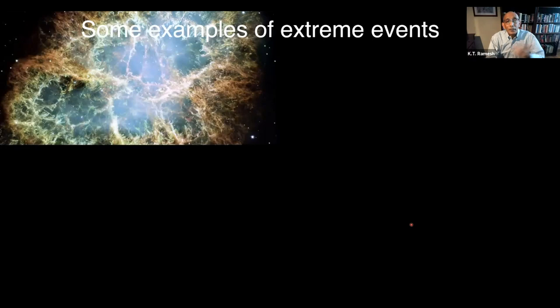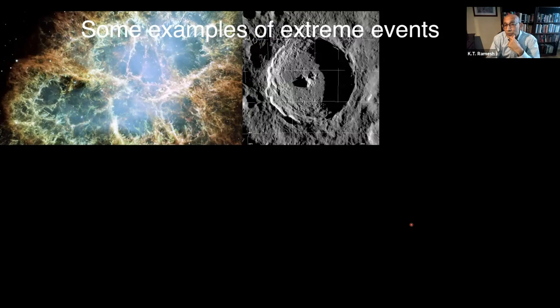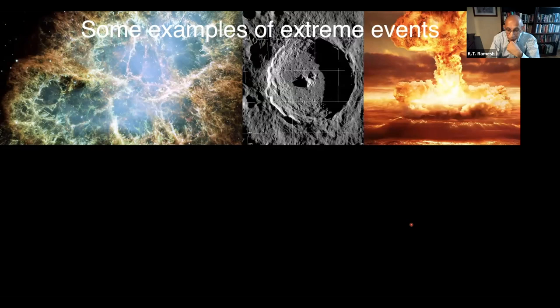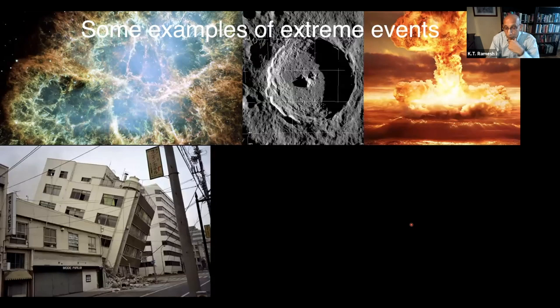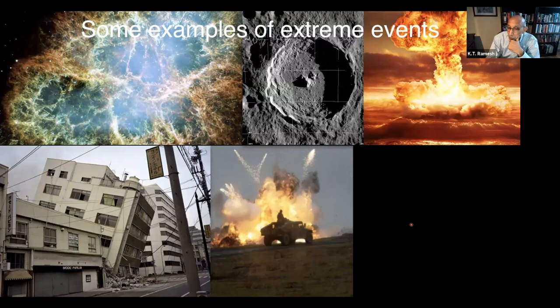This is a supernova, this is the Crab Nebula. Picture taken with Hubble, and you can see what's left. Here's Tycho crater on the moon. I pointed that out at the very beginning of the session. Here's the nuclear explosion we've been looking at for a while. The Kobe earthquake in Japan. And at some point I want to talk about how this earthquake was sensed. An explosion, let's say on a battlefield. And you can see people get subject to waves in such events. And of course, things like a car crash. So all of these are extreme events.